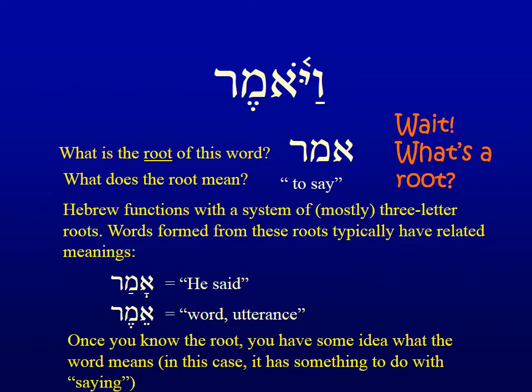The noun omer means word or utterance. You see these 2 words have the same 3-letter root, aleph mem resh, with different vowel pointings indicating one is a verb, the other is a noun. So the word meanings are related based on the root. It's also possible in Hebrew to have biliteral roots, and we will talk about that later. But once you know the root, you have some idea what the word means. So we know that this word before us, vayomer, is going to have something to do with saying.